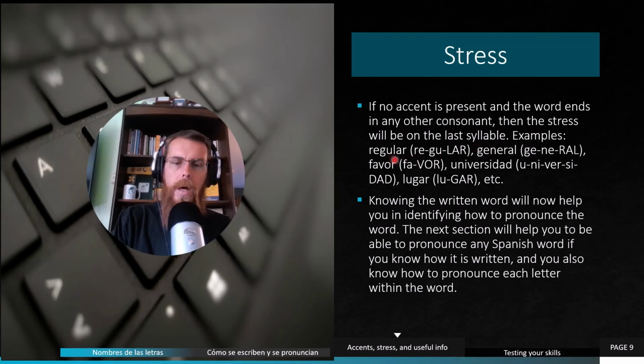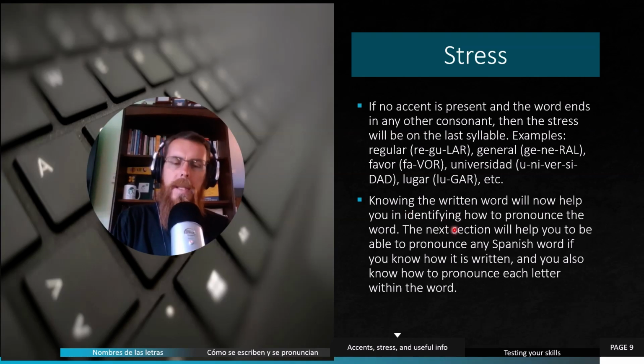For example, regular, general, favor, universidad, lugar, etc. So if it ends in anything other than an N, S, or a vowel, then the stress is on the last syllable. If it ends in those three things, well, more than three things, but vowel, N or S, then the stress is on the next to the last syllable.